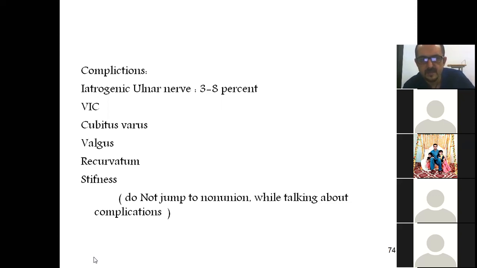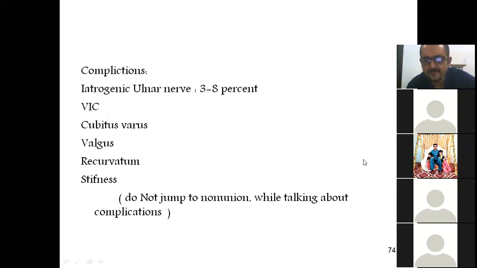VIC can occur, cubitus varus can occur, valgus deformity can occur, recurvatum can occur, and stiffness. So remember, do not jump into non-union. Some of the people will ask you, what is the complication of supracondylar fractures managed conservatively without K-wire? There is nothing like non-union. Okay? Most of them end up in malunions.